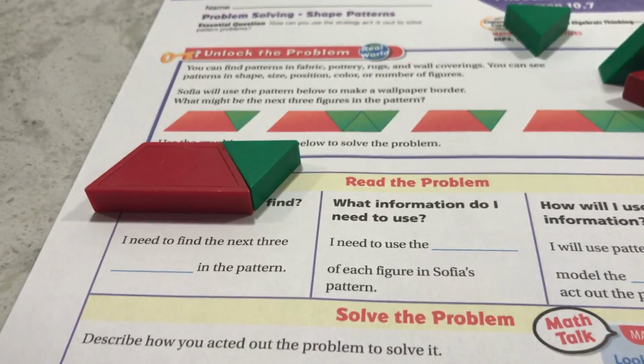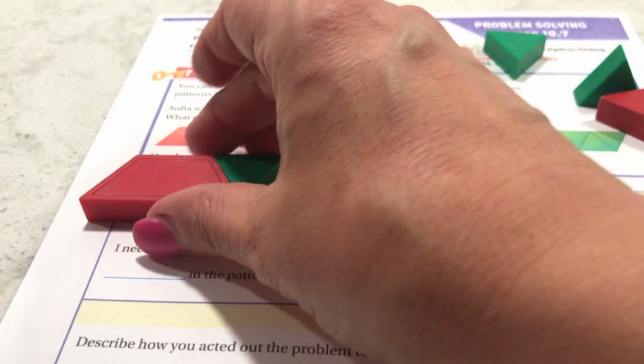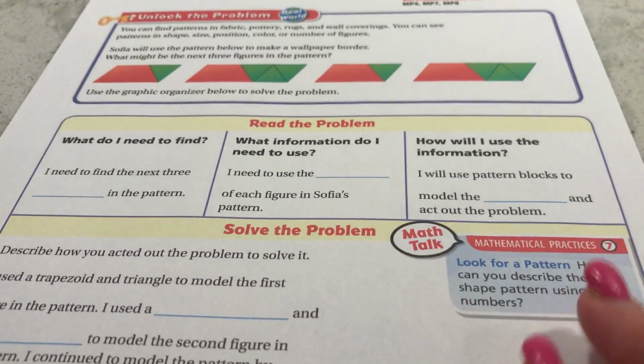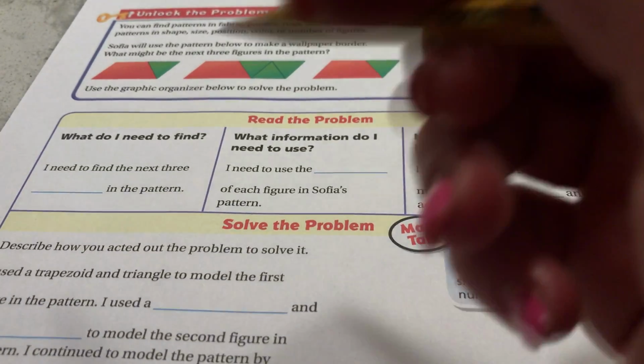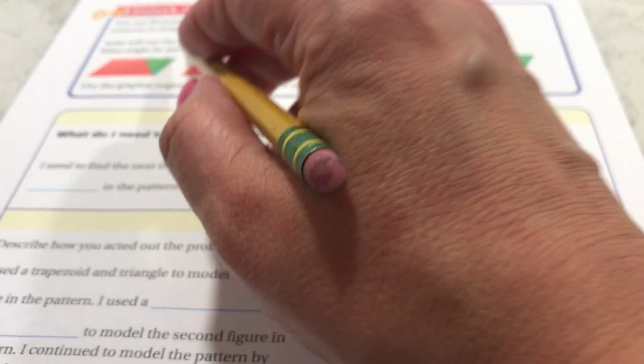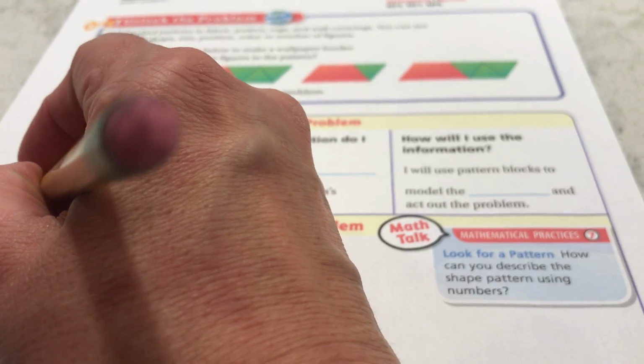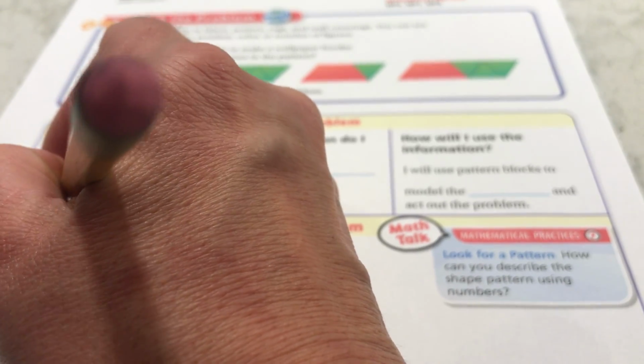There goes the camera again for the first one. All right, so let's fill out the bottom here. Read the problem. What do I need to find? I need to find the next 3 figures. And that's what you're writing here. So go ahead and do that for me.